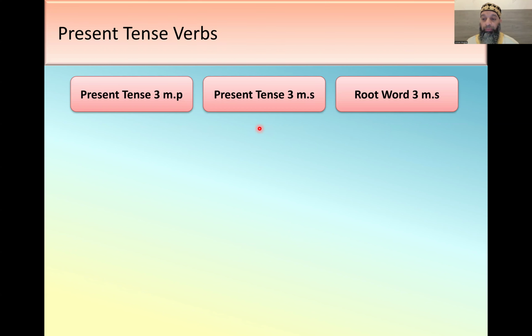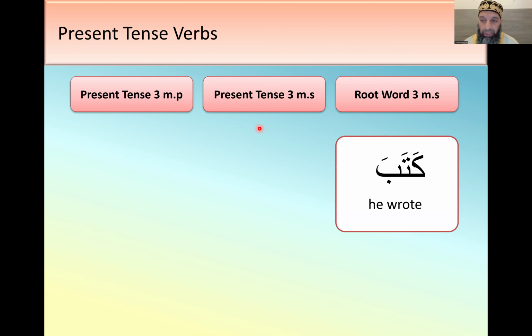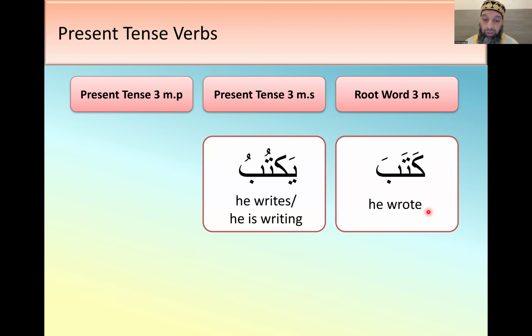So today we're going to do present tense verbs. We have done past tense verbs in the last 2 weeks. Today we are going to do present tense verbs. So let me give an example here. Kataba is past tense because it's the root word. Kataba means he wrote. Yaktubu means he writes.